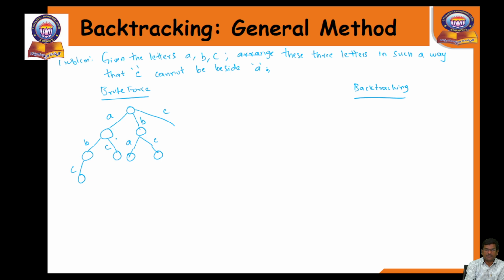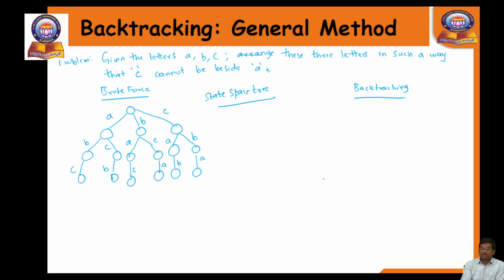And if I take the first letter as C, the second letter A, the third letter that can be present is B. Similarly, B, A, C can be present, and also B, C, A. If I take C as the first letter, then the next can be either B or A. Similarly, if I take C, A, the only letter is B, and C, B, the letter that will be present is A. This is called a state space tree diagram.